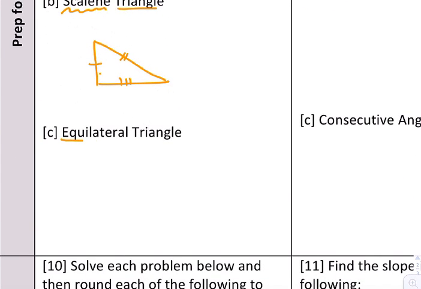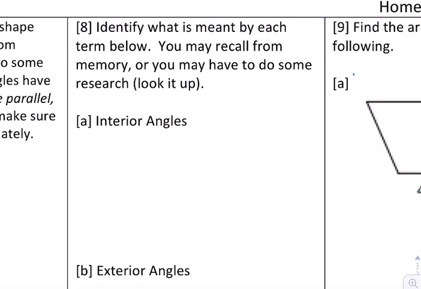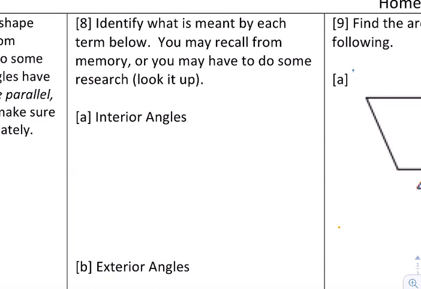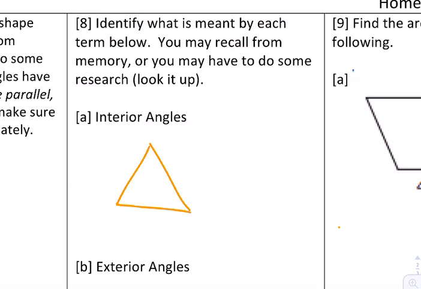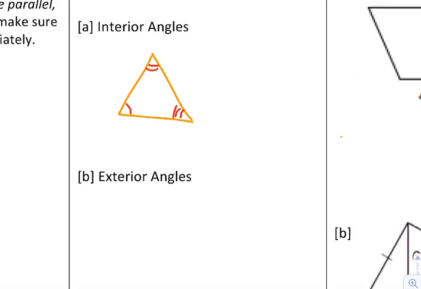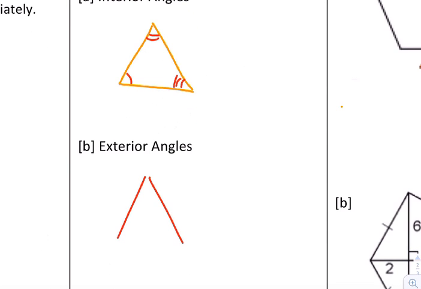Equilateral, equal meaning equal, lateral meaning sides. Of course, we're dealing with a triangle. So we need to draw a triangle in which all 3 sides are the same. Okay? Looking up these pieces, again, interior are angles that appear on the inside. So these are our interior angles, the ones I'm marking now. Exterior angles are angles that appear on the outside of the diagram. So that would be an exterior angle, that would be an exterior angle, and that would be an exterior angle.